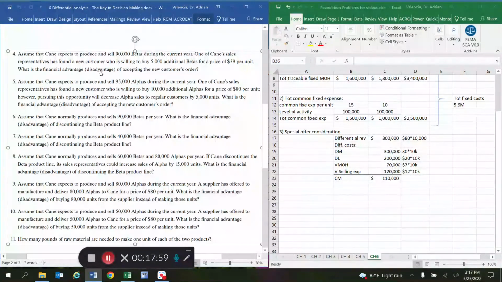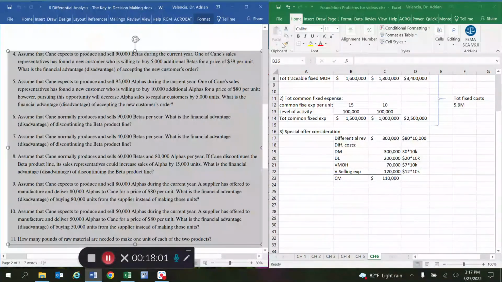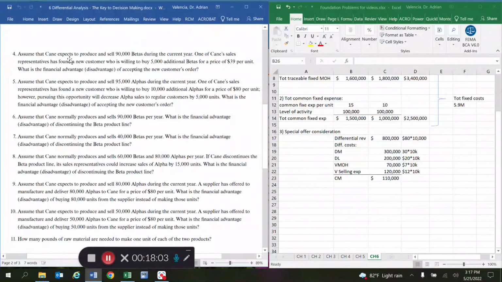Under 4, we have assumed that Kane expects to produce and sell 90,000 betas. Okay, so now we're in the betas during the current year. One of Kane's sales representatives has found a new customer who is willing to buy 5,000 additional betas for a price of $39 per unit. Is this a good idea or not?